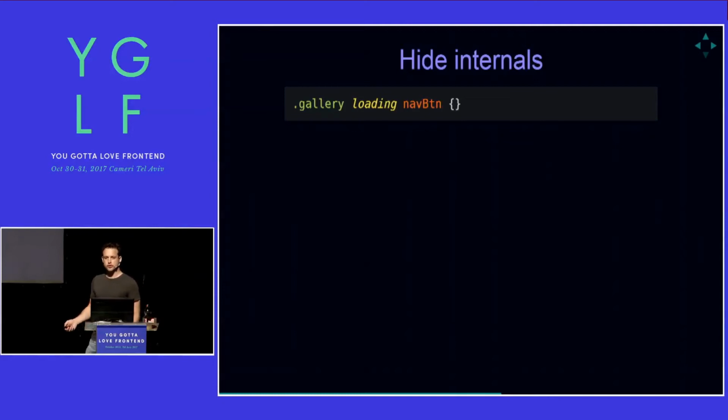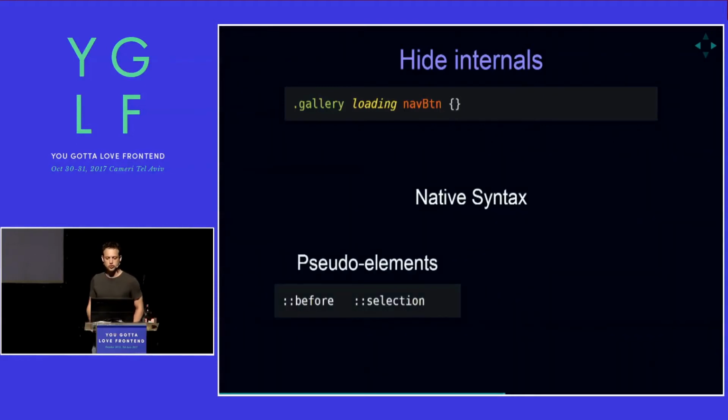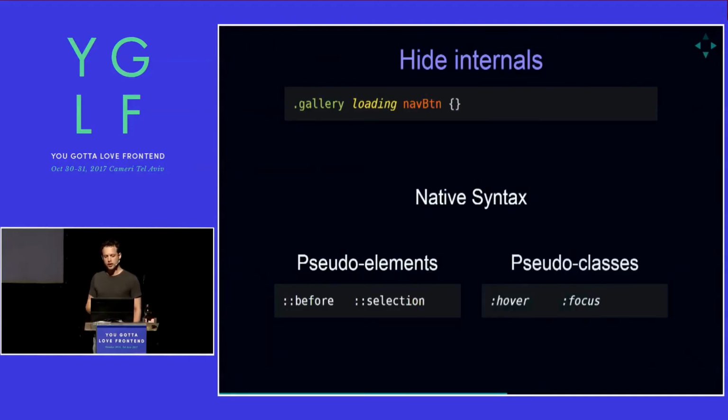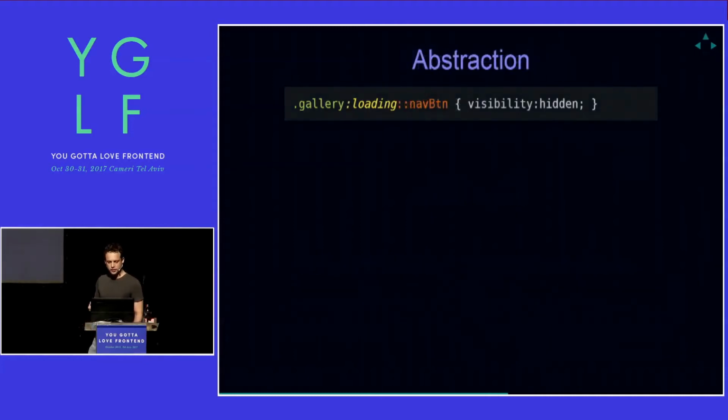What is the relationship between these parts? The gallery class is a CSS class that should represent a gallery component. Loading should be a state of the gallery component, and nav button should be an internal part. So what can we take from native syntax to bridge that gap? We can use pseudo elements to show that our nav button is an internal part of the gallery component, and pseudo classes to indicate that the gallery is loading.